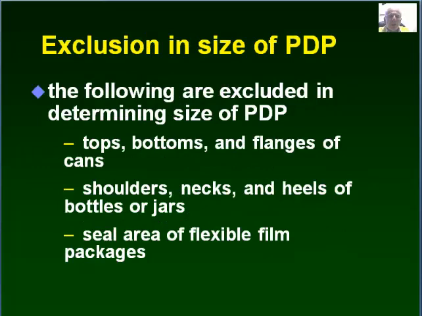Exclusions in size of the principal display panel. There are some exclusions in determining the size. The tops, bottoms, and flanges of cans are not considered when determining the actual size. Shoulders, necks, and heels of bottles or jars are not included when we're determining the actual size of the principal display panel. And the seal area of flexible film packages, again, is not included when we're determining the size of the principal display panel.